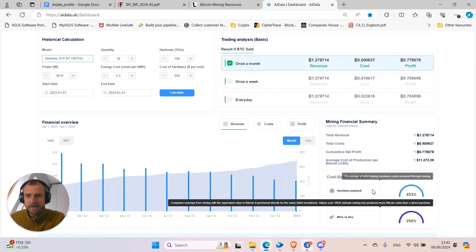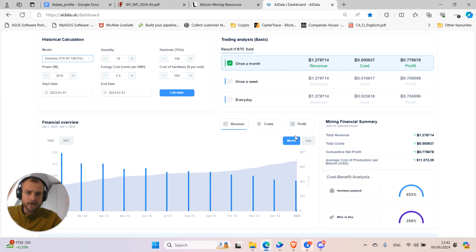So that's the calculator. We are planning to open source it after adding some more features.